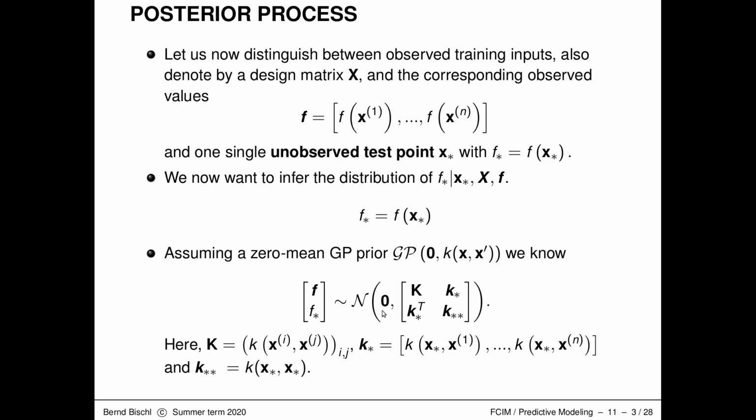It's still zero mean, and it has this partitioned covariance structure, where in the upper left corner we have our n times n covariance matrix capital K, and here we have this vector k star, which is simply the vector of covariances between x star and all of the various training data points. And here we have k star star, which is a single number, the covariance between x star and itself, which is usually going to be 1.